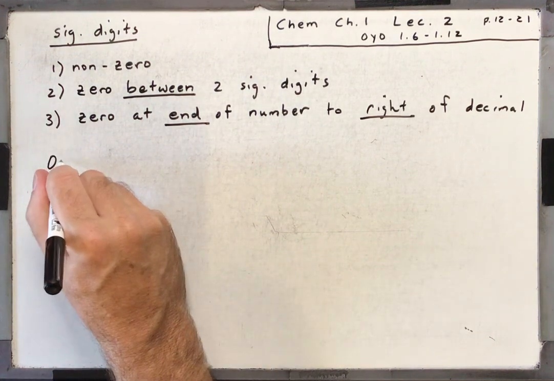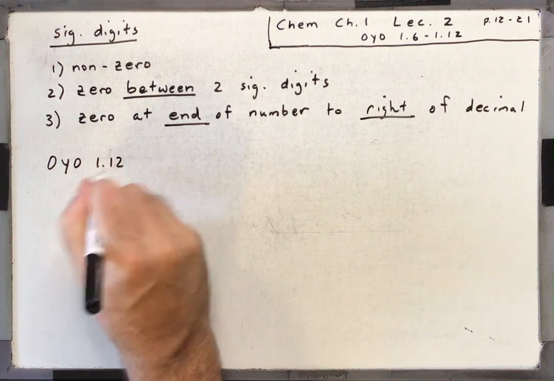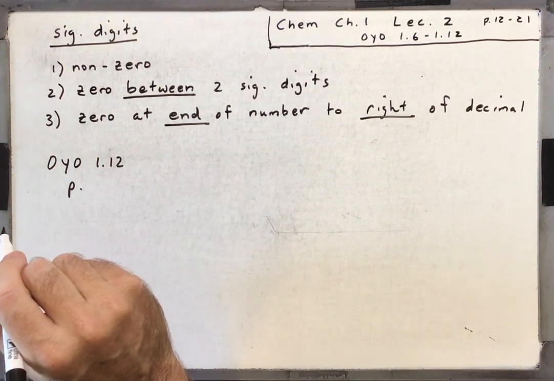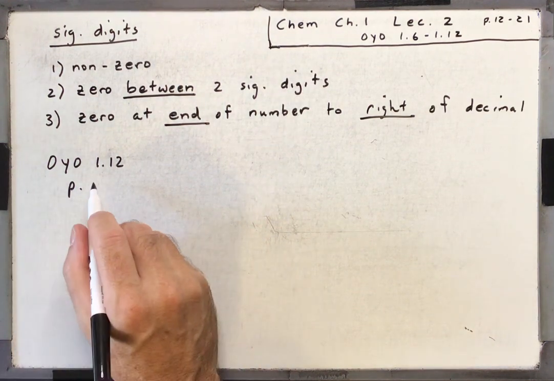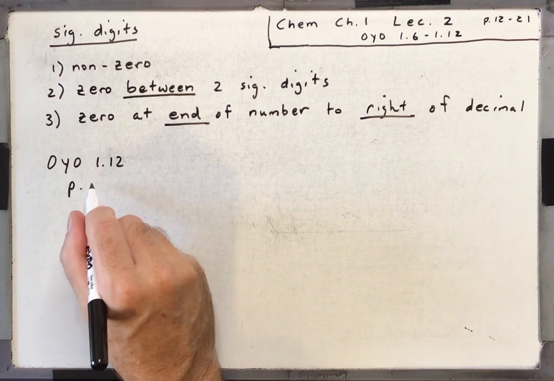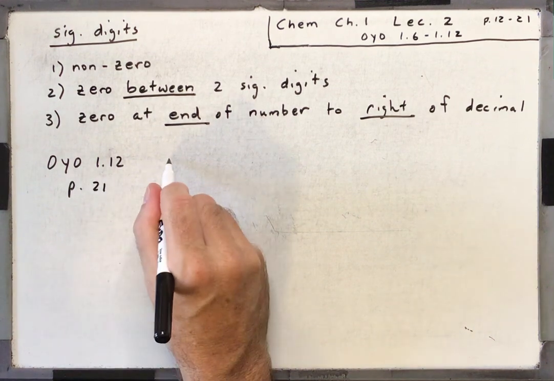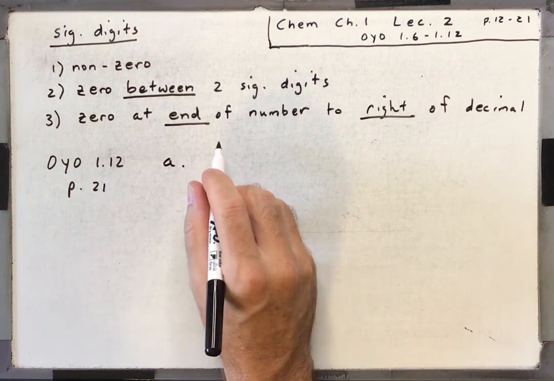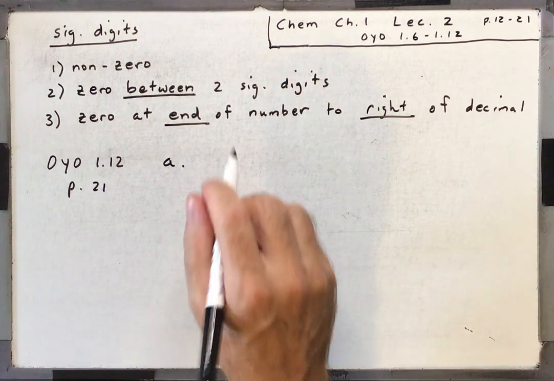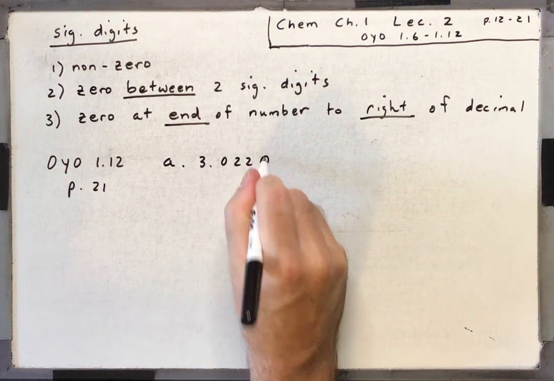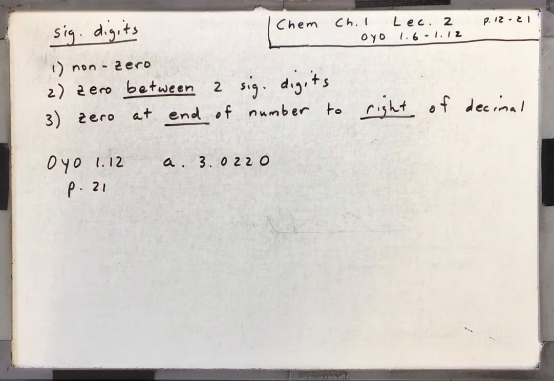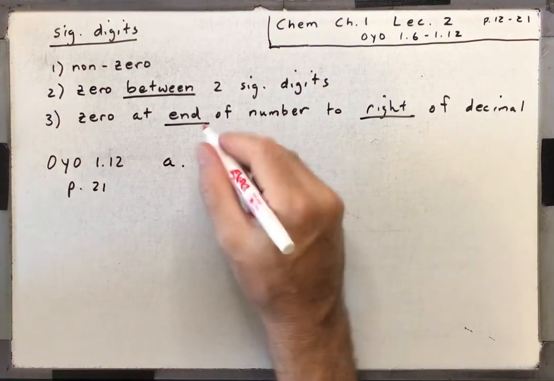So let's look at example 1.12 on your own. This is several pages worth reading, and I'm actually going to do more of these than what's in the book. So we're on page 21. Example A says, how many significant figures are in 3.0220? Okay, if it's not a 0, it is significant. So let's see if I can get a different color to work here. See if this red will work.